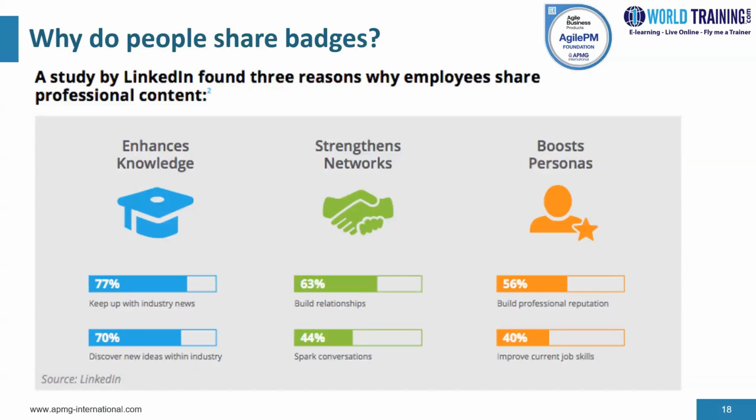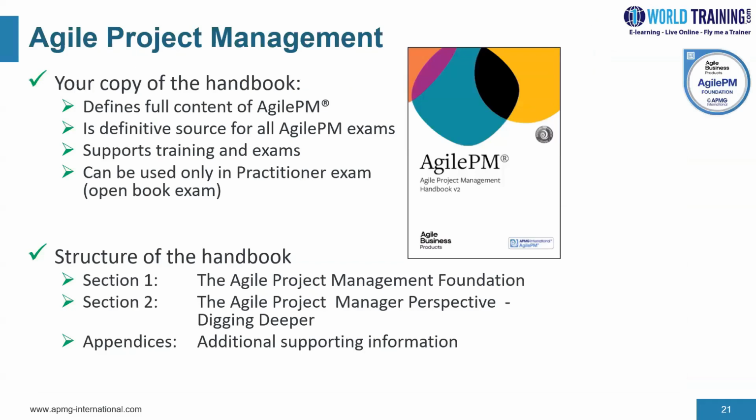Now, this particular course is based on a book, and you could download the book when you become a member of Agile Business Consortium. You could download a copy of the handbook, and the Agile Project Management Handbook version 2 defines the full content of Agile PM. It's a definitive source for all Agile PM examinations. It supports both this training and your examination. And as I stated earlier on, your practitioner exam is an open book examination, and you could use this book to refer to when you do the practitioner examination.